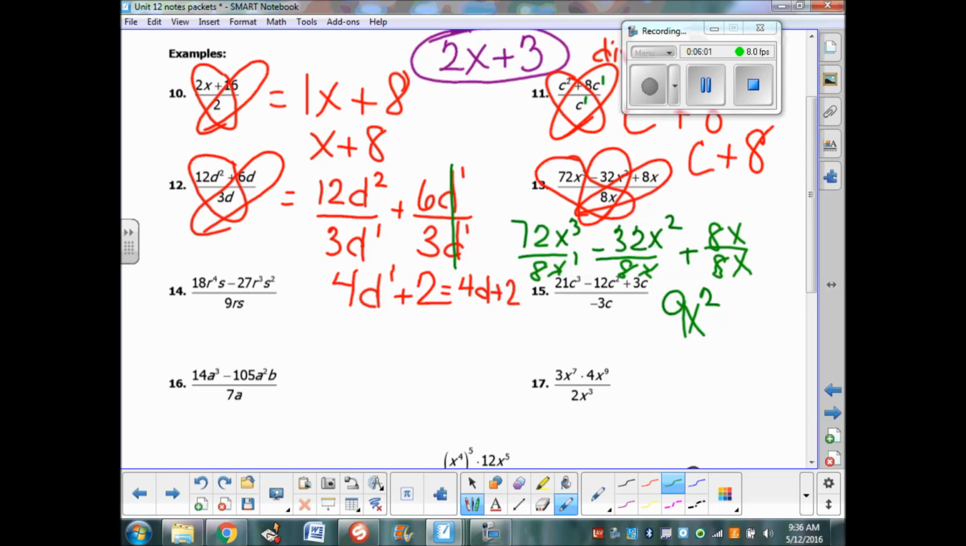I go to the second fraction. Negative 32 divided by 8, I know is negative 4. And x to the second divided by x to the first is x to the first. And then that last fraction, 8x divided by 8x. Well, 8 divided by 8 I know is 1. And x divided by x I also know is 1. So anything divided by itself, magically, is 1. You've got to have that 1 on the end. Okay, don't leave it out, because that's not correct.